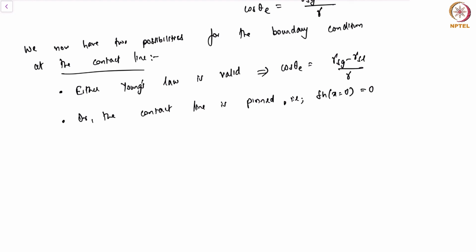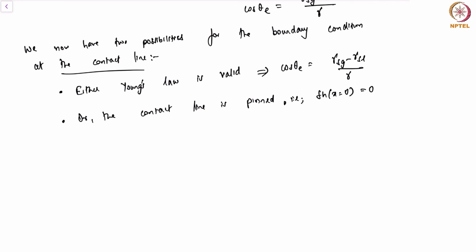So if you remember what we had done in the earlier lecture where we did a force balance, we imposed a contact angle condition at the wall. That was the boundary condition that we had employed. If you impose a contact angle boundary condition, we are letting the interface rise to whatever height it can rise, that is h naught. Or we could have done the other way.